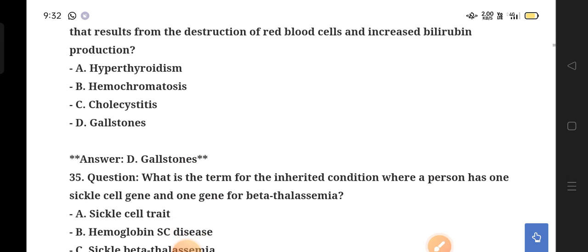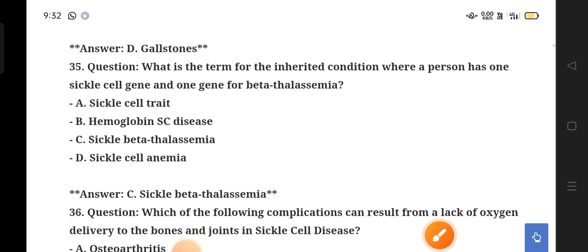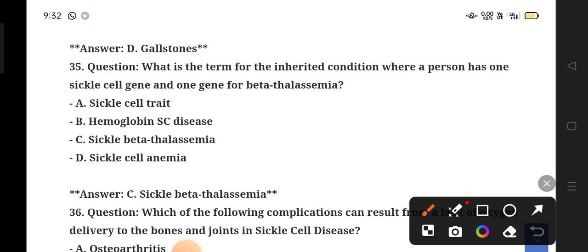Which of the following is a potential complication of sickle cell disease that results from the destruction of RBC cells and increased bilirubin production? Option D, gallstones. Next one is, what is the term for the inherited condition where a person has one sickle cell gene and one gene for beta thalassemia? Option C, sickle beta thalassemia.